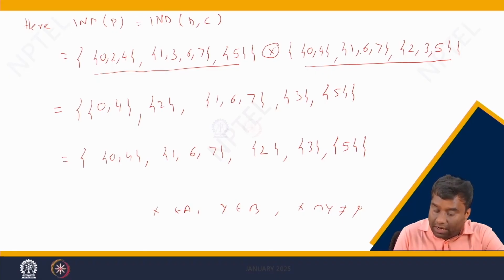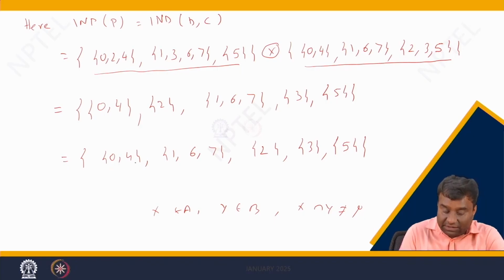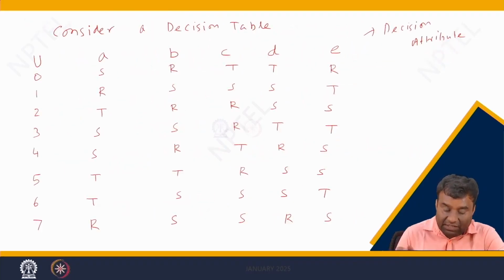{1, 3, 6, 7} and {1, 6, 7}: that should be 1, 6, 7. {1, 3, 6, 7} and {2, 3, 5}: so there should be 3. Now {5} with the first two it is the null set, and with the last it is 5. So that is {0, 4}, {2}, {1, 6, 7}, {3}, {5}. So the indiscernibility relation is {0, 4}, {1, 6, 7}, {2}, {3}, {5}. You can check it: B and C values for 0 and 4 are both R, T, then 1, 6, 7 are all S, S, and the rest are all different.